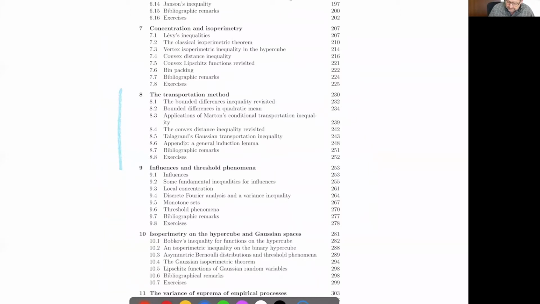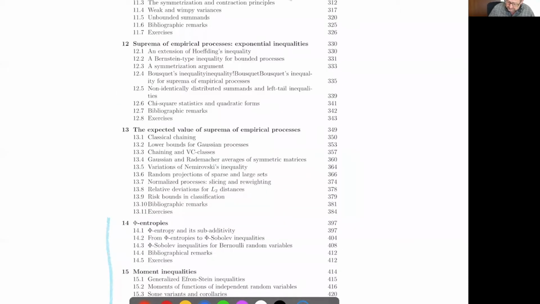After that, I shall give you some more advanced material on transplantation methods. As you will see, it's a very beautiful way of looking at concentration. And I shall end the lectures by considerations about phi entropies and moment inequalities, which, as I have mentioned, are a bit more advanced material.